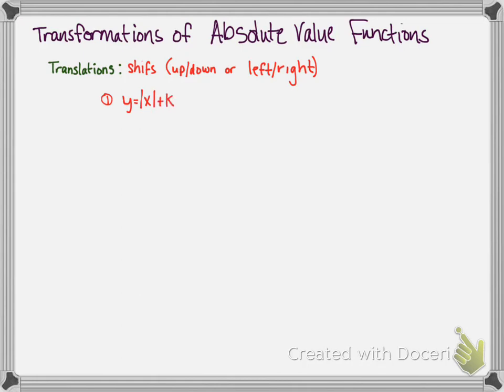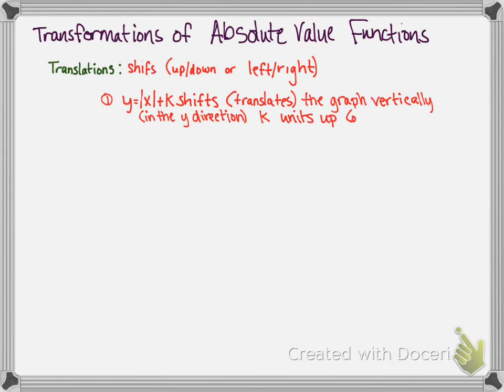So let's look at this first general form. y equals the absolute value of x plus k. A function in this form is a shift or translation of the graph vertically, or in the y direction, k units up. Or if k is negative, then it would be k units down.